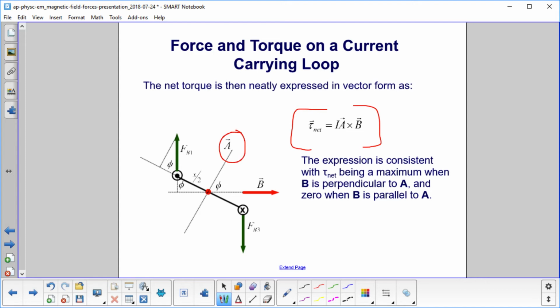And remember, A is the normal vector to the loop. So we switched nomenclature here a bit. So when you've got the magnetic field like this, parallel to the loop, but perpendicular to A, you get a maximum torque. Okay, so the difference between plane of the loop and normal is 90 degrees.